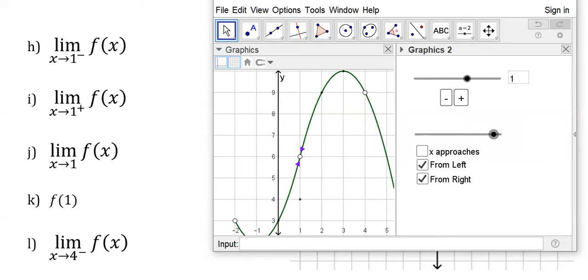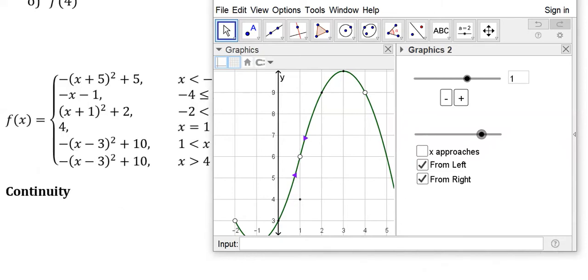In terms of limits, what do you think is happening? What value is it approaching from the left? What value is it approaching from the right? 6. So, what do you think? Now, what does this little dot mean? That's where the graph exists. That's where the function actually exists there.